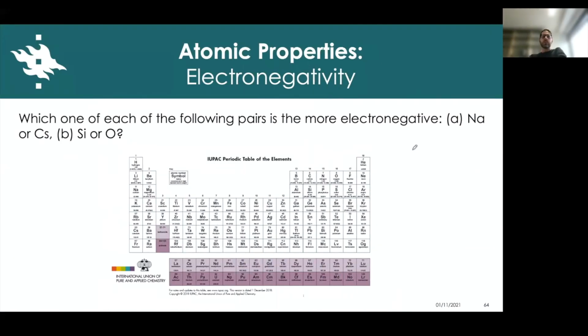All right, so which one of the following pairs is more electronegative? Sodium or cesium? Sodium, yes, because it's smaller in size. Silicon or oxygen? Oxygen, yes, because oxygen is smaller. Good, thank you very much, Aaron. Good job.